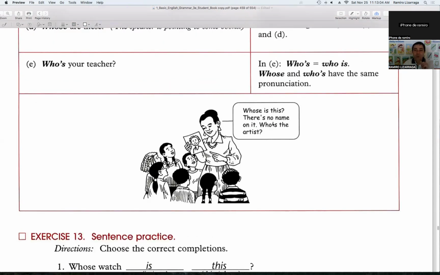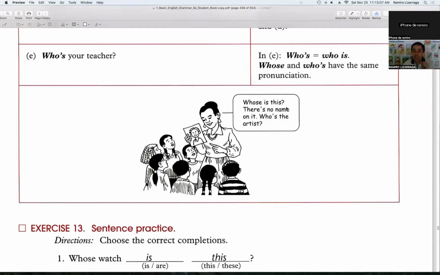Okay. So look at here the teacher. Who is this? This is the most common question. Who is this, or who are these in a plural form? Who's the artist? Because who, remember, it's for people, it's for a person. Remember, who, look at this. Who, it's for a person or people. And whose, it's for objects. Look at this. This is for objects.